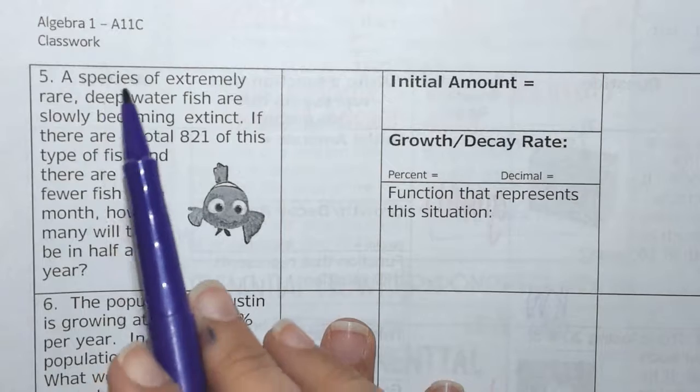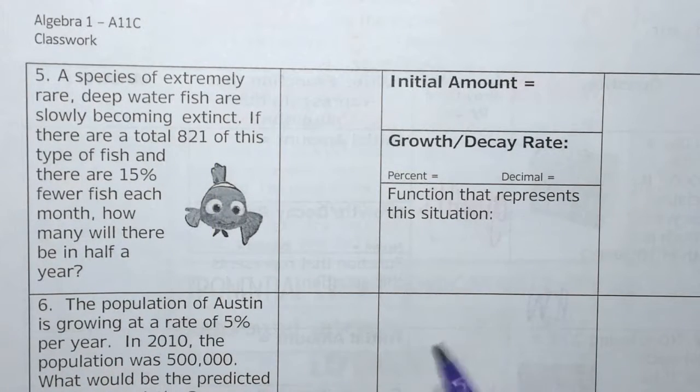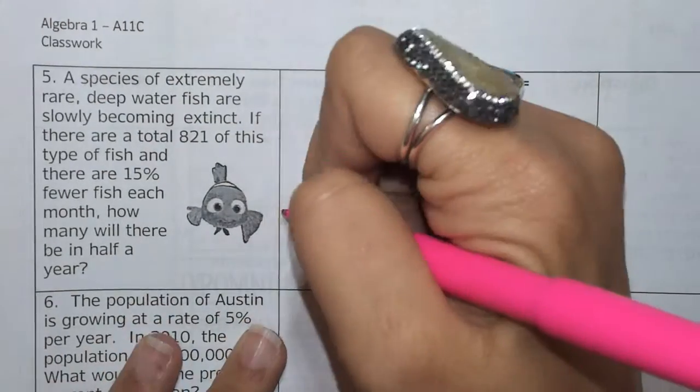Okay. Alright. A species of extremely rare deep water fish are slowly becoming extinct. If there are a total of 821 and there are 15% fewer fish each month, how many will there be? That's a decay. And that's a very sad decay.